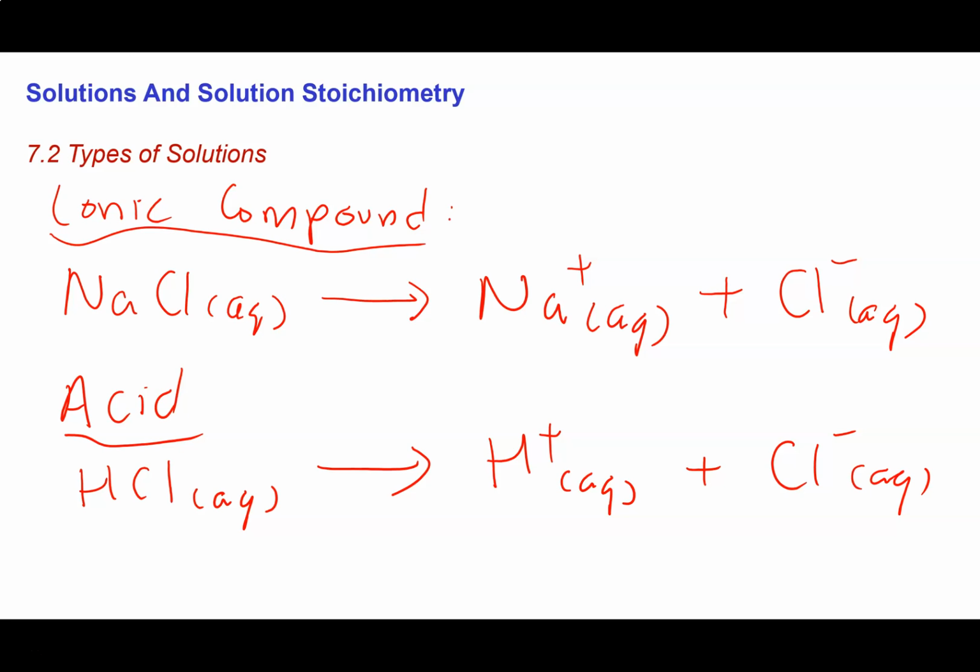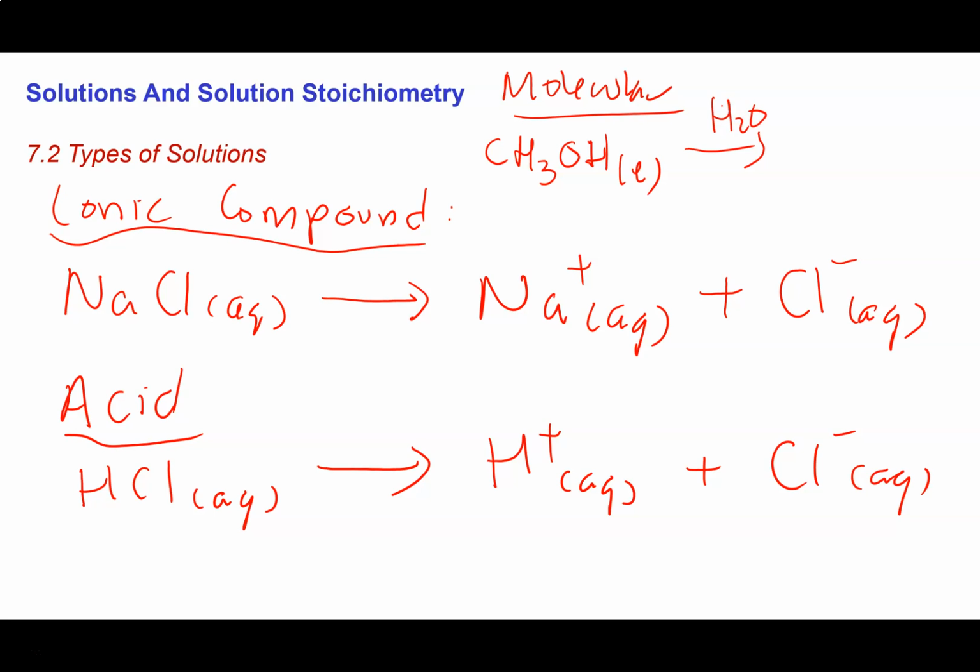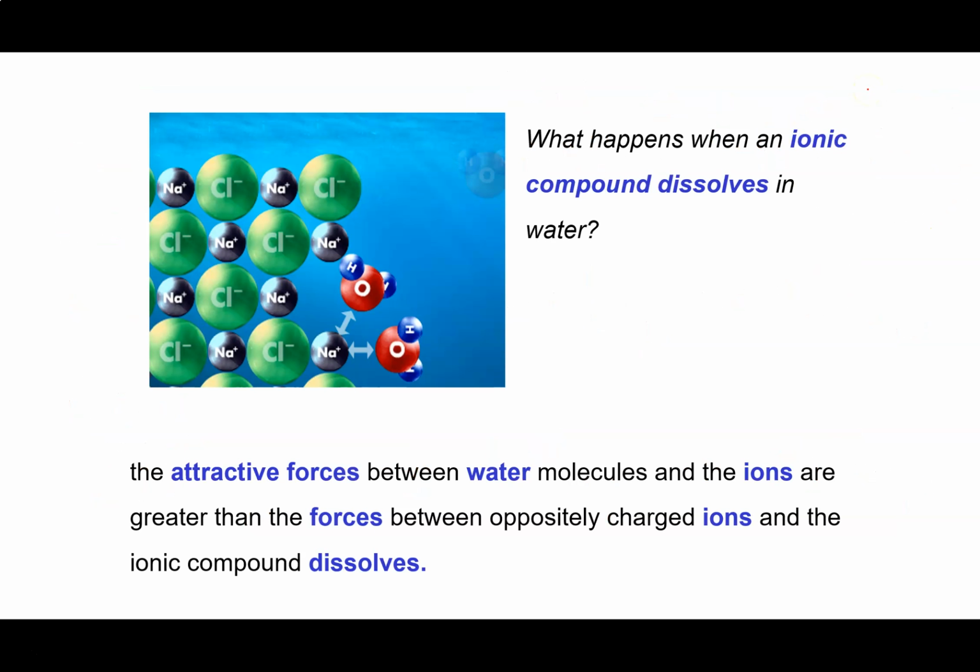However, most molecular compounds, all of those that are not acids, and a good example of this would be a compound called methanol. It's a liquid. If that is dissolved in water, all that happens is that the molecules separate from one another and disperse throughout the water. So we end up with just the molecules dispersed throughout the solvent. So this gives rise to different types of solutions, some that contain ions and others that contain neutral molecules.